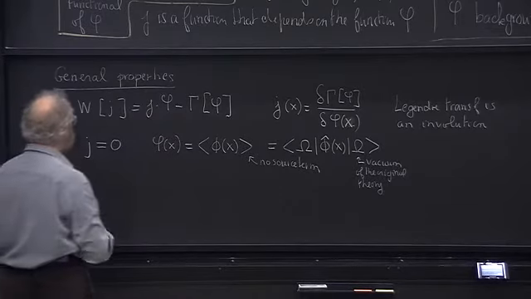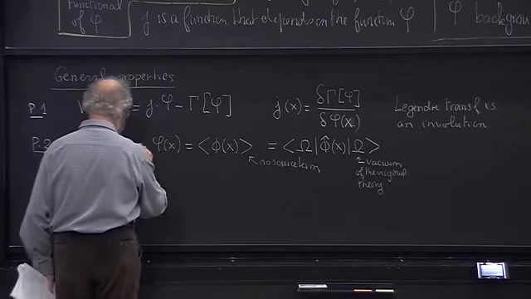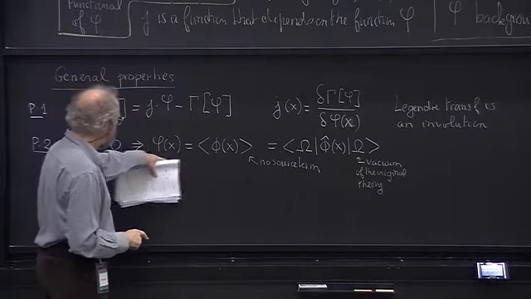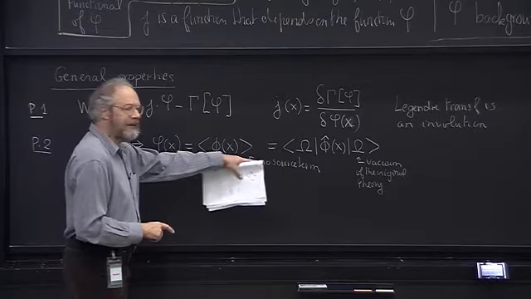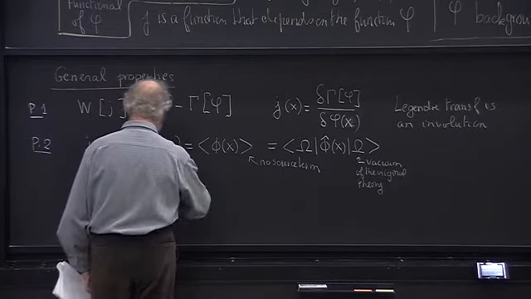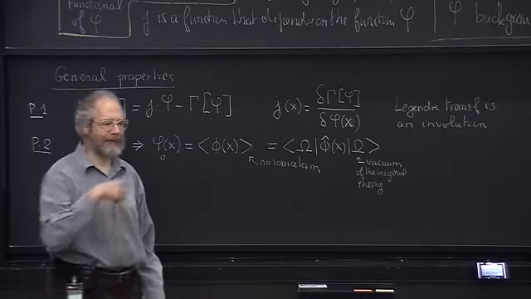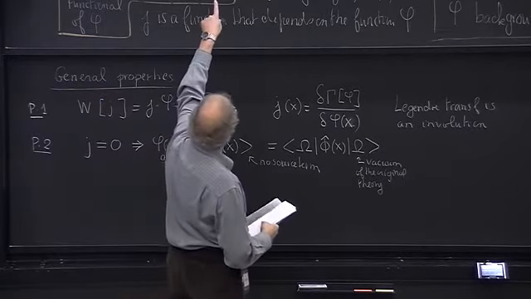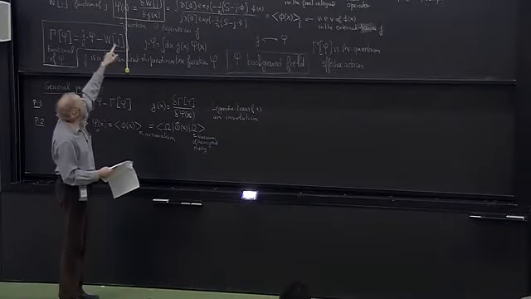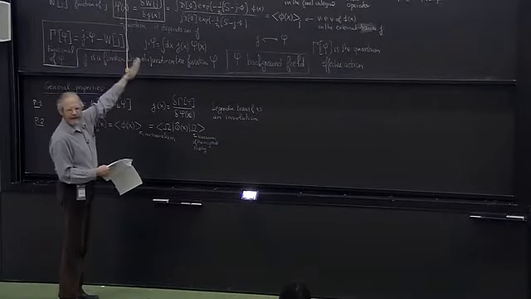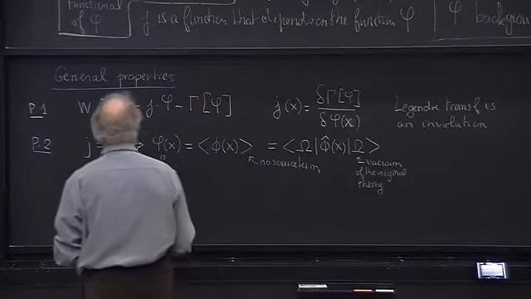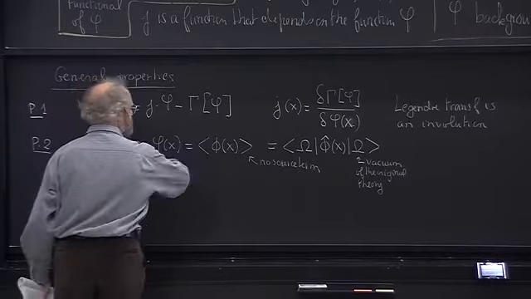So if g is equal to 0, then phi of x takes a special value, which is this. Let me denote this value phi 0. So phi 0 is the value of phi calculated by this formula when g is equal to 0. We take the derivative with respect to g, and then we set g to 0.